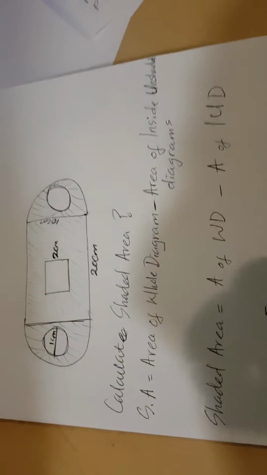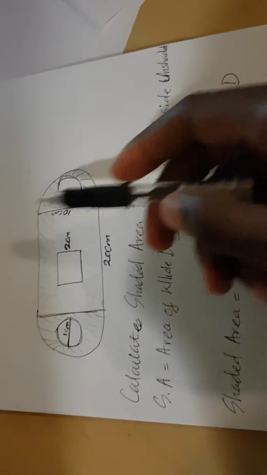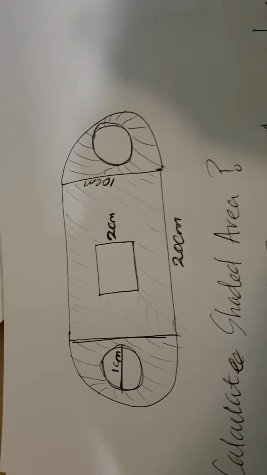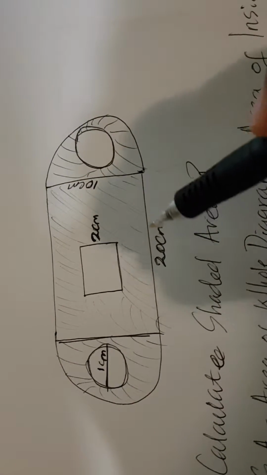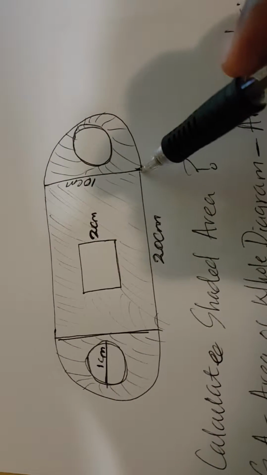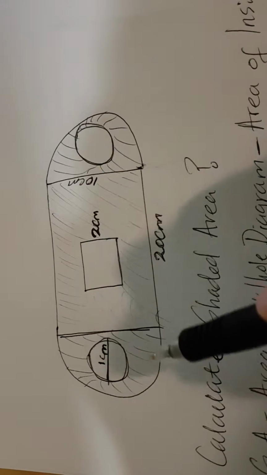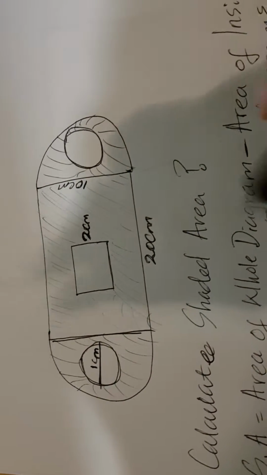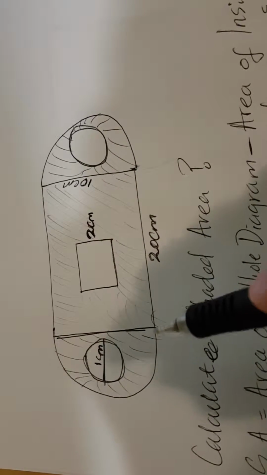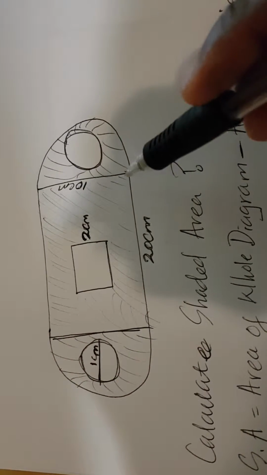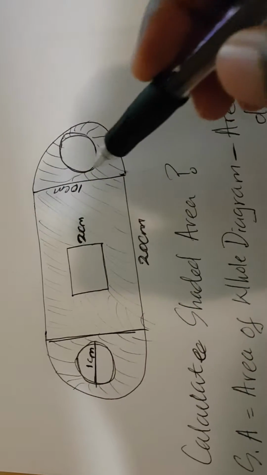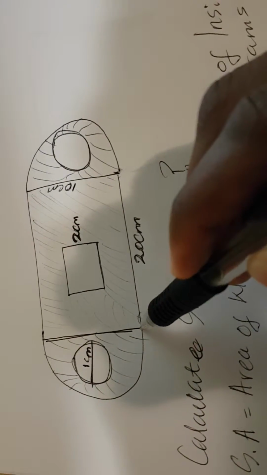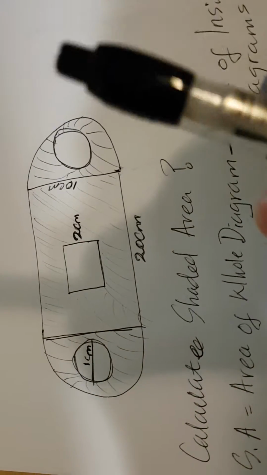This time around I want us to calculate the area of this diagram. So as you can see, from this diagram we have two half circles at the edge of the rectangle. These half circles are equal. They have a diameter of 10 centimeters. So if the diameter here is 10 centimeters, this side the diameter will also be 10 centimeters.